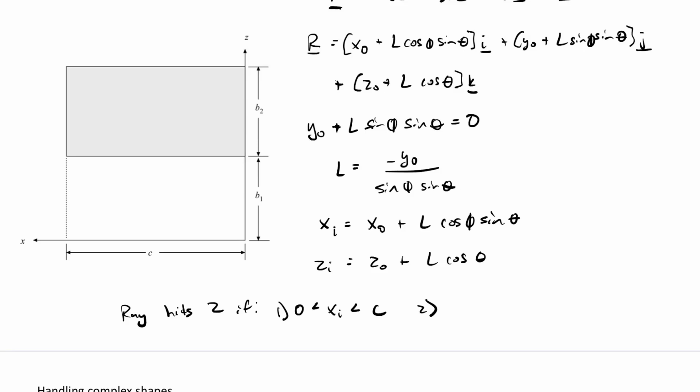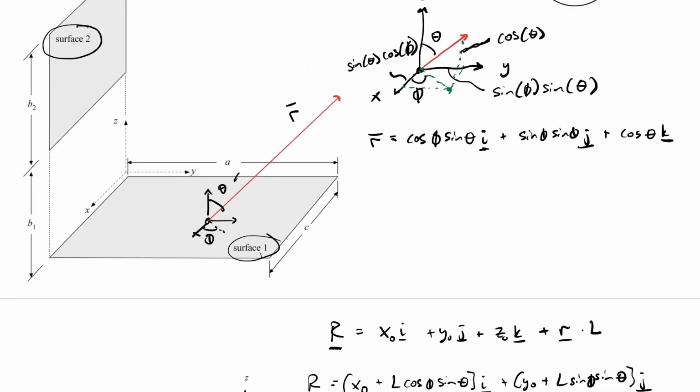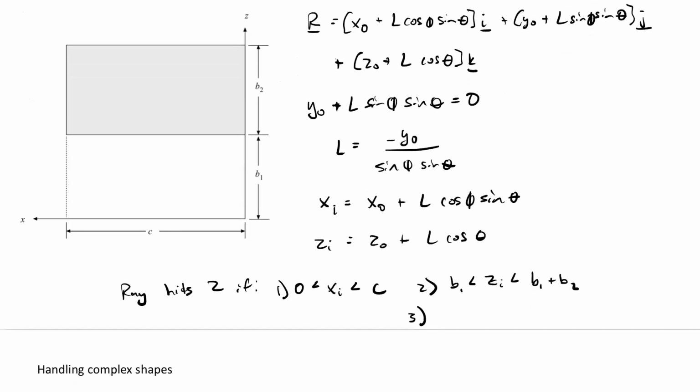It also hits when B1 is less than Z, which is less than B1 plus B2. And the third requirement is that I'm going through and solving this. Let's look back up here for a second. So I drew my vector pointing away from the surface. This vector, if I solve for where that vector hits that surface in the XZ plane, it's going to be a negative length, right? My ray that would be missing the surface could solve for an intersection, but it's going to be at a negative length. So I want to make sure that I remove any rays that solve with a negative length, because those actually are going off into space some other direction. So my third criterion for this problem is L has to be greater than or equal to 0.